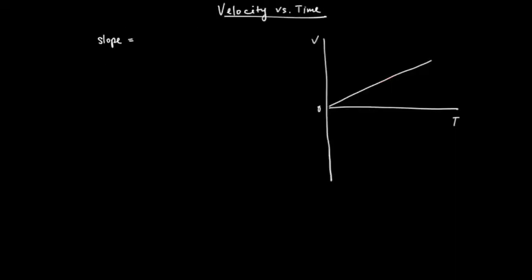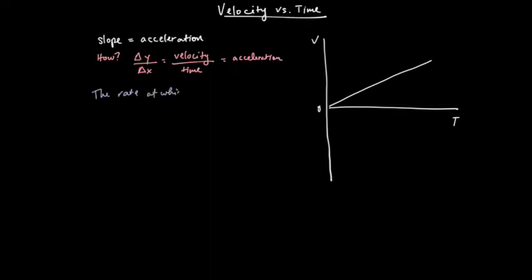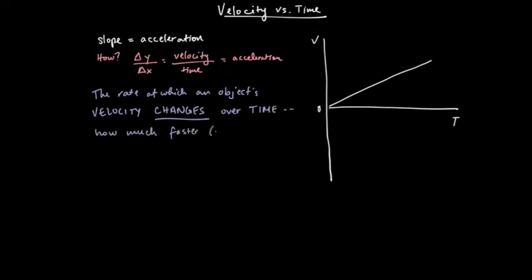Now we'll move on to the velocity versus time graph, where here the slope is equal to the acceleration. How? Once again, you're going to look into the slope formula, change in velocity over time. The change in velocity over time is equal to the acceleration. This is the rate at which an object's velocity changes over time. So this is the change in velocity. So essentially, how much faster or slower is this going?